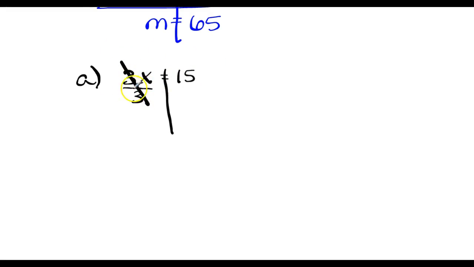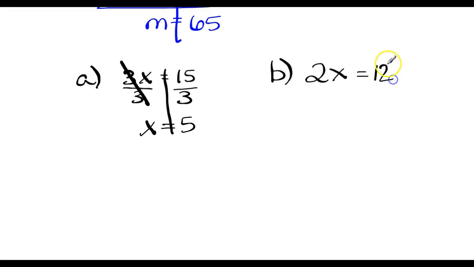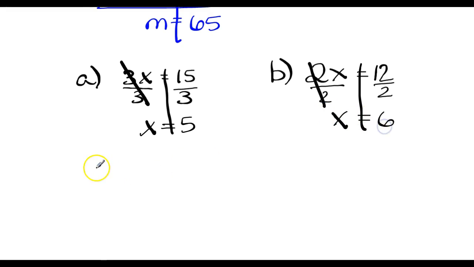Now that that cancels out, because 3 divided by 3 is 1, and now we just have 1x, we're going to divide by 3 on this side. 15 divided by 3 is 5. So let's try another one. Let's do a 2. 2x equals 12. Okay? So this is 2 times x. We're going to do the inverse or the opposite, which is division. Divide by 2 on both sides, and then x can equal 6.